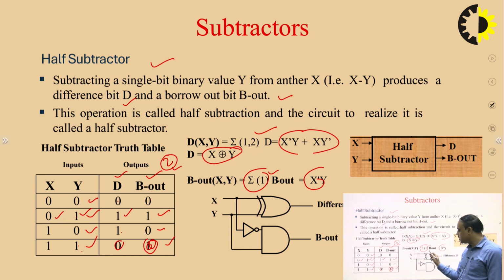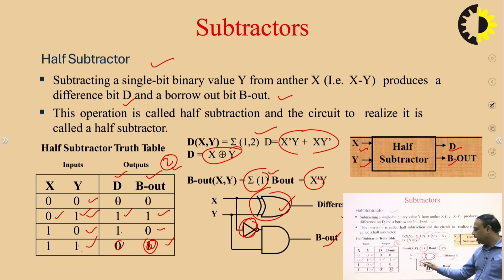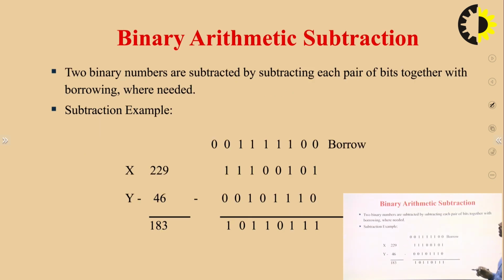For the difference, only an XOR gate is required, and for the borrow we need an AND gate and an inverter circuit, so that we get the borrow out as the output. The block diagram is simple: a block having two inputs, x and y, and two outputs, difference and borrow. In this circuit we have an XOR gate, an inverter, and an AND gate, making the half subtractor.